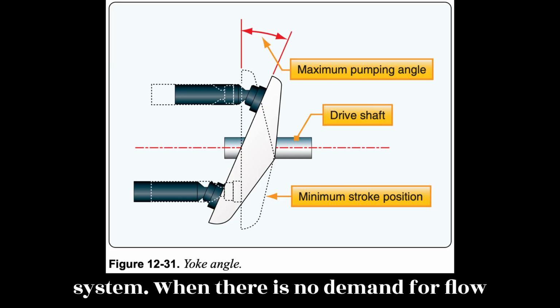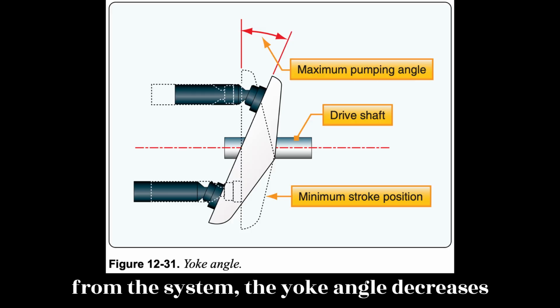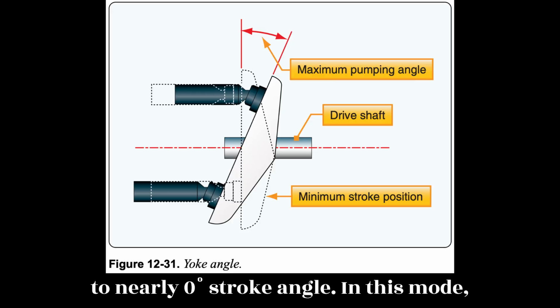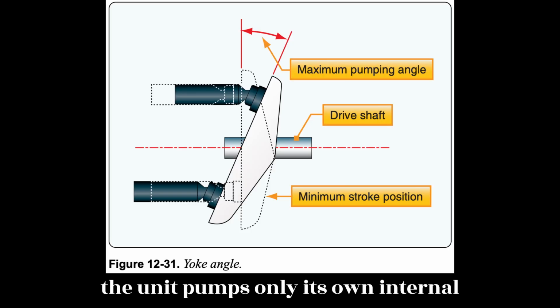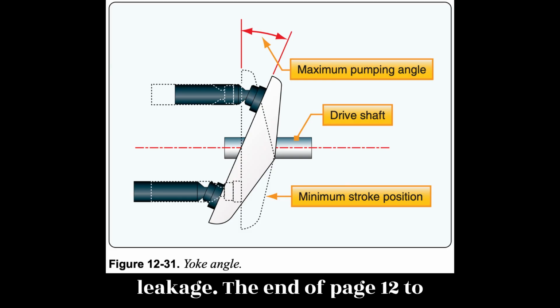When there is no demand for flow from the system, the yoke angle decreases to nearly 0 degrees stroke angle. In this mode, the unit pumps only its own internal leakage.